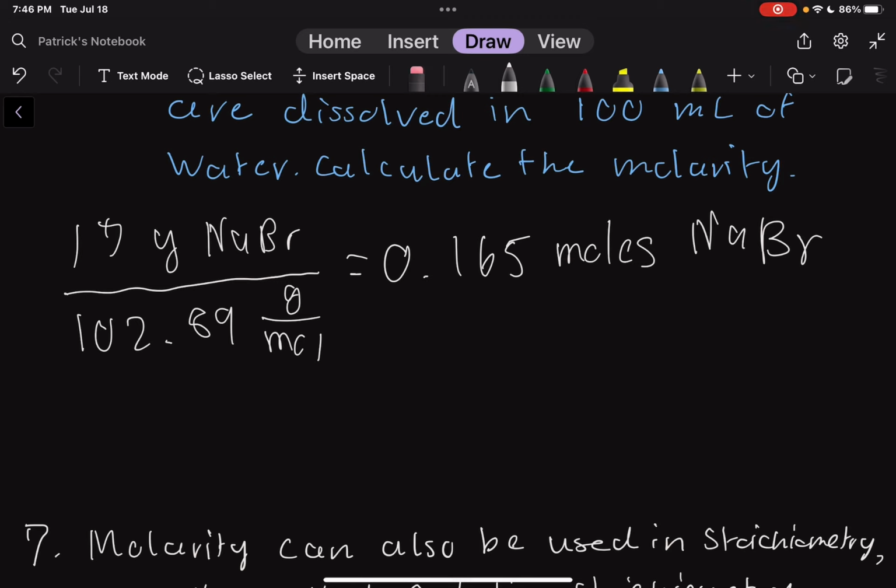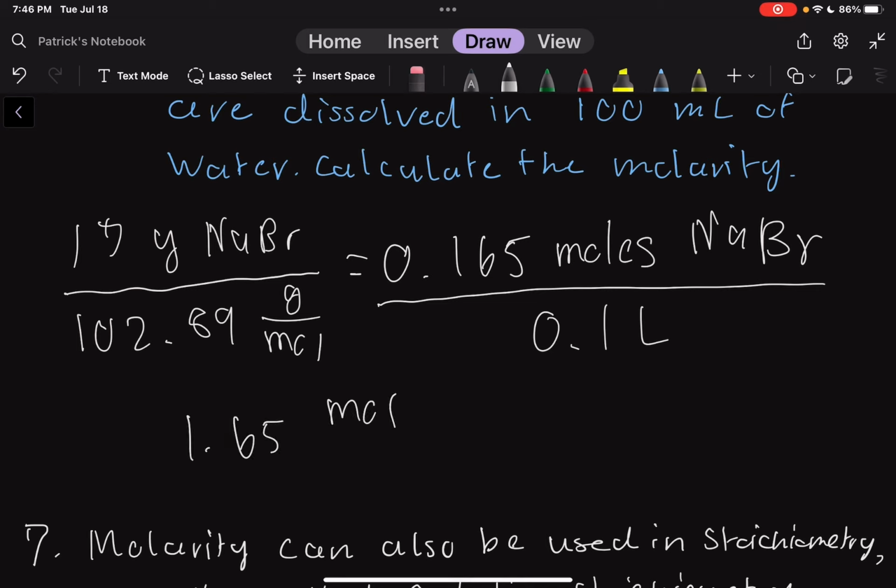100 milliliters is equal to 0.1 liters, so all that's left to do is to divide 0.165 by 0.1. Our final answer is 1.65 moles per liter, or 1.65 M.